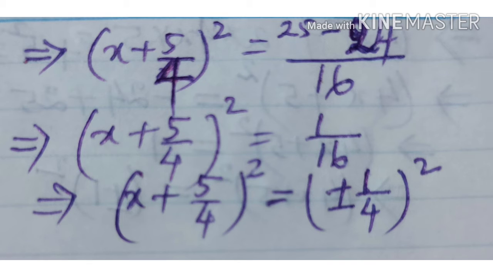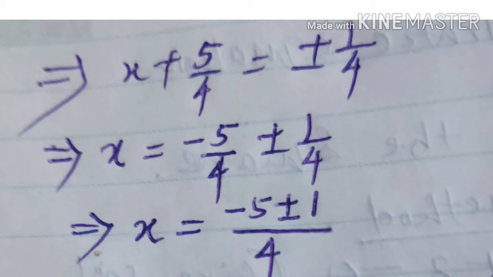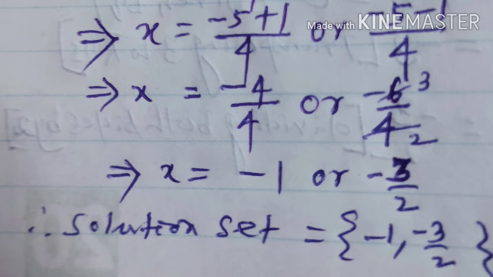This implies that (x + 5/4)² is equal to the square of ±1/4. On taking the square root of both sides of the equation, we have x + 5/4 = ±1/4. Now transposing 5/4 to the right hand side, we have x = -5/4 ± 1/4. This implies that x = (-5 ± 1) divided by 4. This implies that x = (-5 + 1)/4 or (-5 - 1)/4.